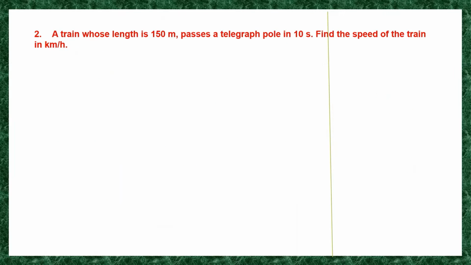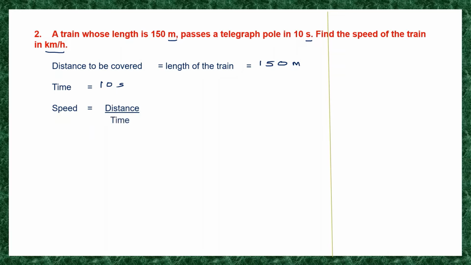Okay, now next question. A train whose length is 150 meters passes a telegraph pole in 10 seconds. Now find the speed of the train in kilometers per hour. Here the units given to us is meter and seconds. So we have to first find the speed of the train in meter per second and then convert it to kilometers per hour. So distance is the length of the train, which is 150 meters. The time is 10 seconds. So the speed will be distance by time.